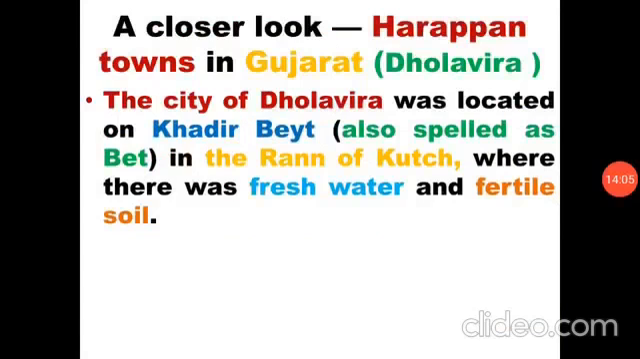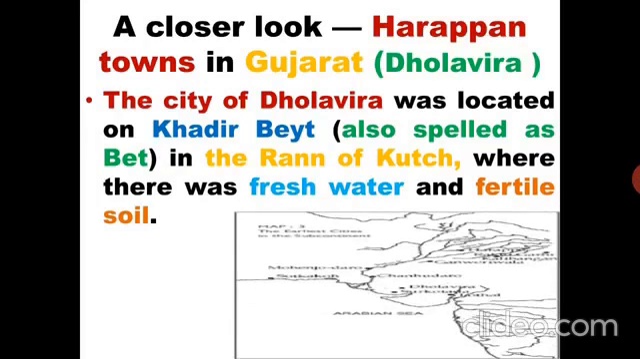Now we will take a closer look at a Harappan town in Gujarat, Dholavira. The city of Dholavira was located on Khadir Bet, also spelled as Bet, in the Rann of Kutch, where there were fresh water and fertile soil. So where is Dholavira? With the help of the circle I have shown you.